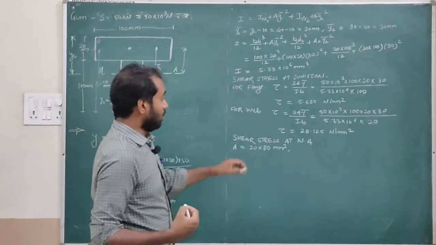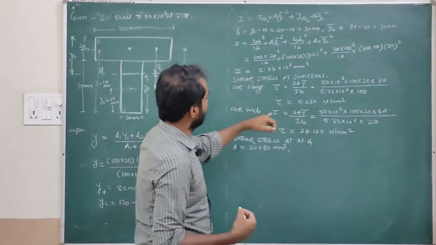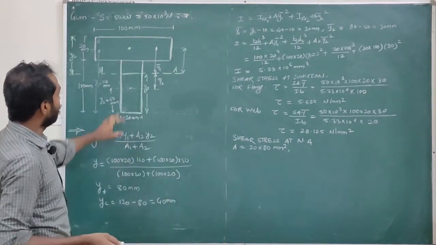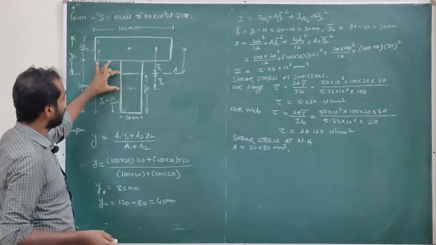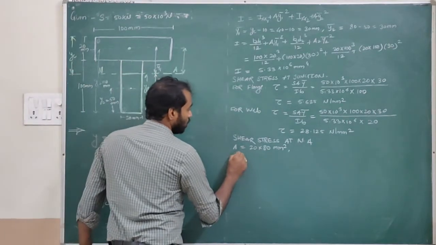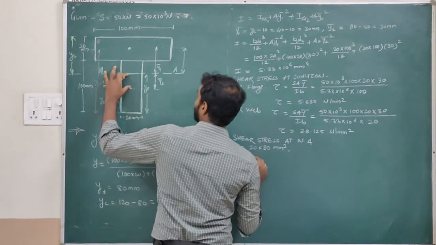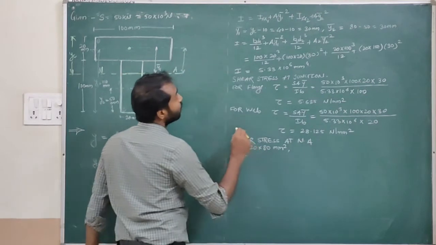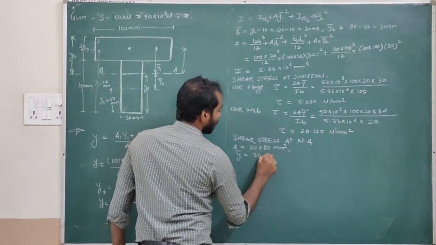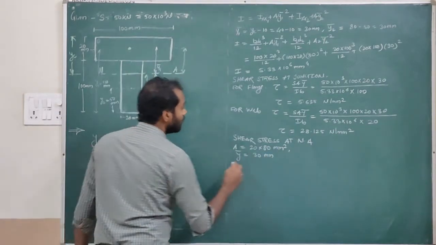Next, moment of inertia that we have. Next, y bar. Y bar, it is the distance of center of gravity of your area from neutral axis. Means this distance, it is nothing but y2 bar. So in this case, y bar is equals to this distance, and this distance it is y2 bar, and value of y2 bar it is 30 mm.